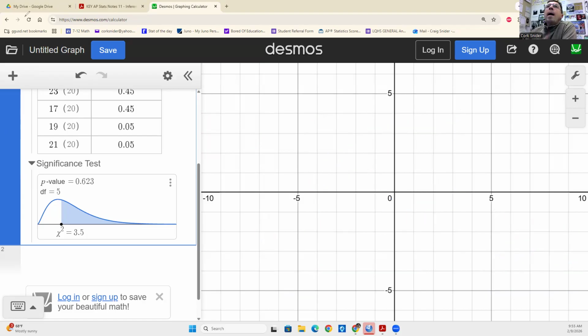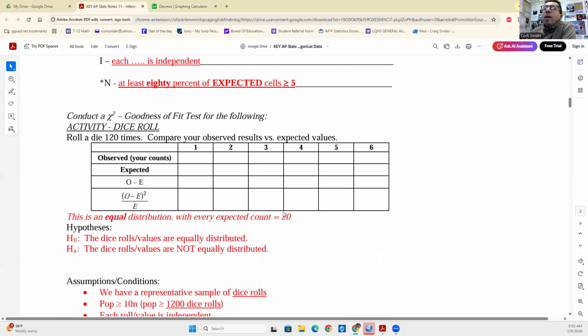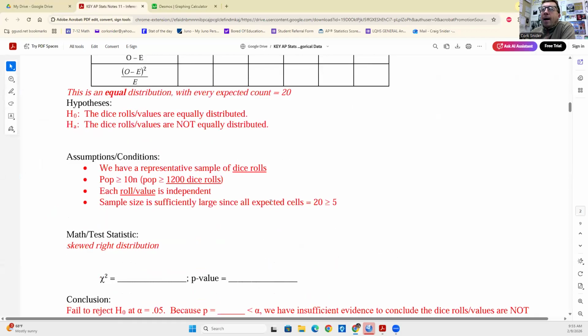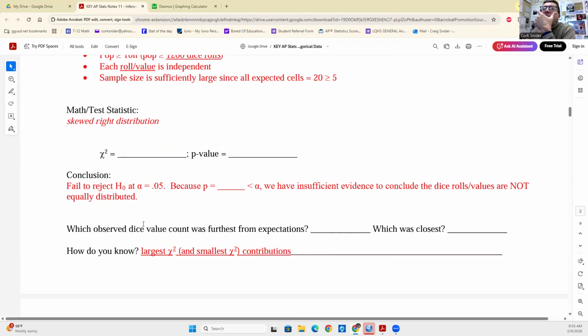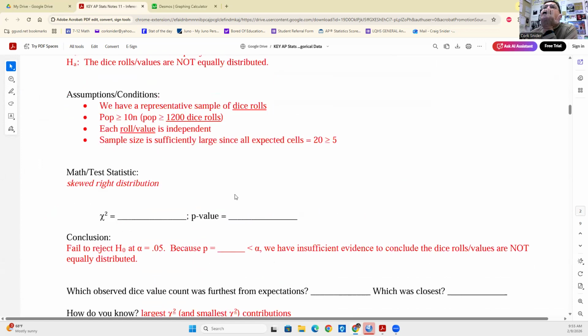Okay, so let me go back to this. We've pretty much done all this for you: fail to reject, etc. And we answer these questions: which are furthest from expectations, the closest, all that kind of stuff. We've done all that. Okay.